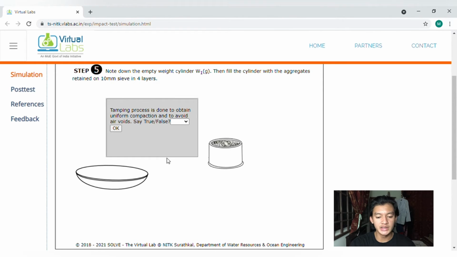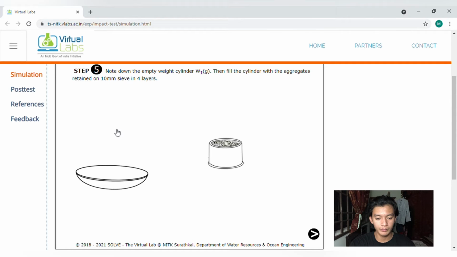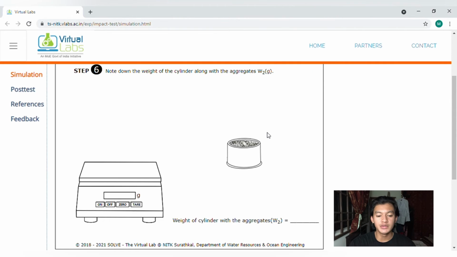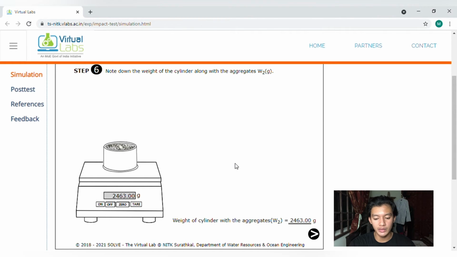Tamping process is done to obtain uniform compaction and to avoid voids. So the answer is true. Step 6. Note down the weight of the cylinder along with the aggregate, W2. So the weight of the cylinder with the aggregate W2 is 2463 grams.